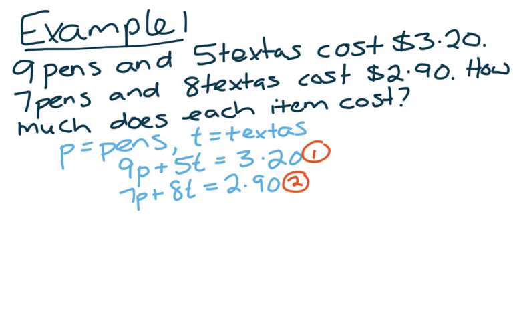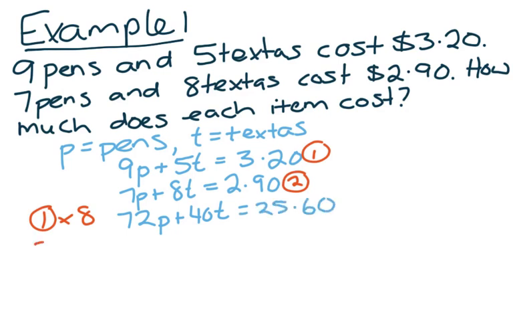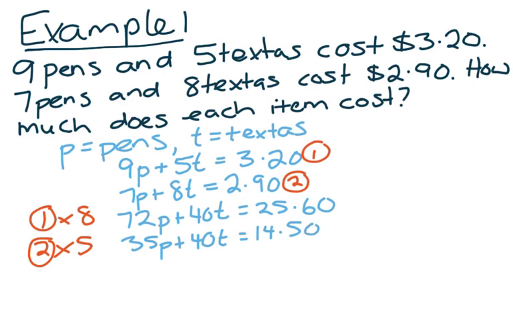So to get equation 1 to 40t, we would multiply it by 8, so we end up with 72p plus 40t equals 2560. And then to get equation 2 to be 40t, we multiply by 5, so we would end up with 35p plus 40t equals 1450. And then we've got equation 3 and 4. So again, ignoring equation 1 and 2 now.